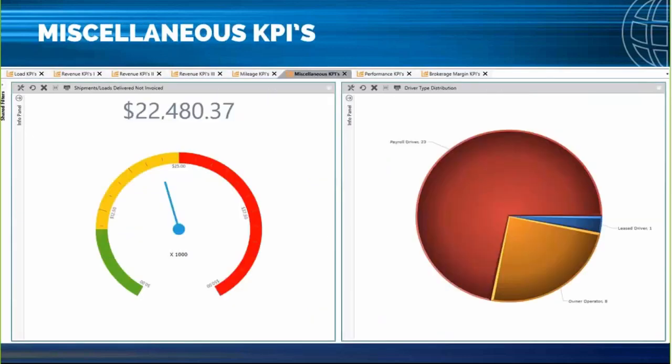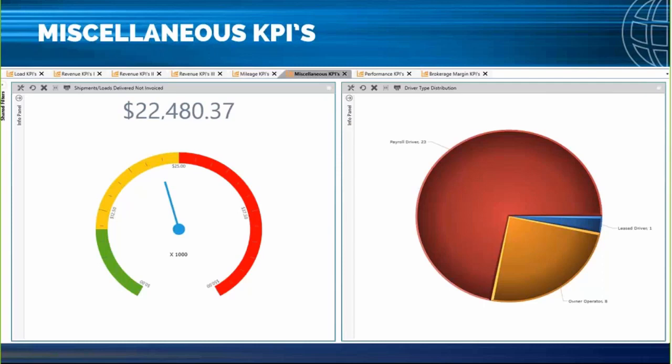A few miscellaneous KPIs. Here we've got one that is looking at our loads that are delivered and not yet invoiced. And you can set this up for a number of days. So maybe I want to set it up and say loads delivered, not invoiced, that have been delivered more than 4 days ago or 5 days ago. Obviously, the longer it takes you to get the paperwork back from your drivers or carrier, if you're a broker, the longer it takes you to get that invoice out. So you want to get those invoices out as quickly as possible.